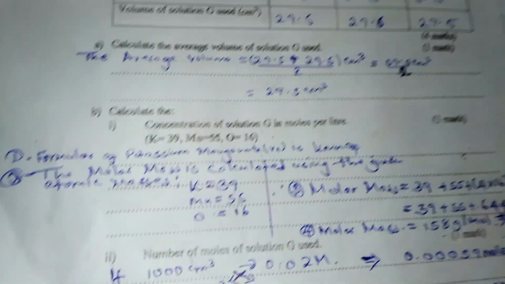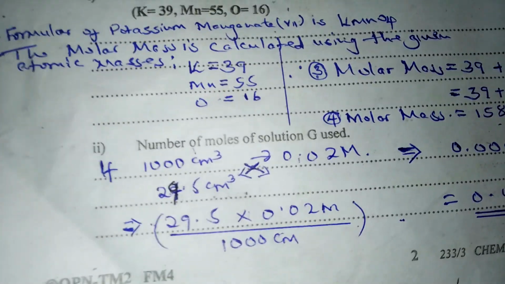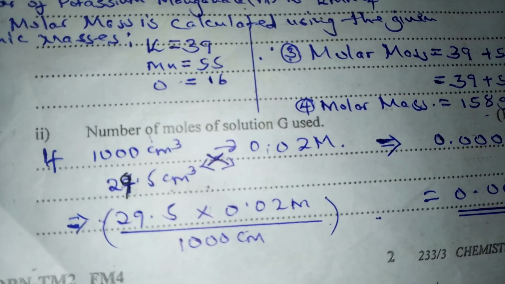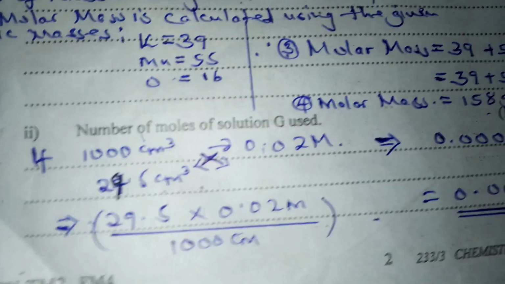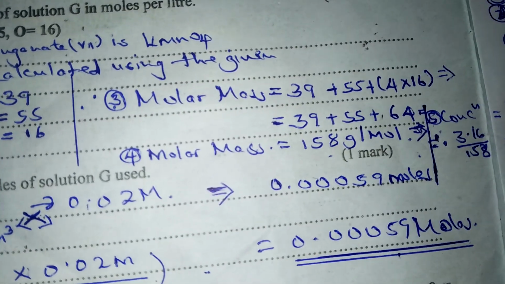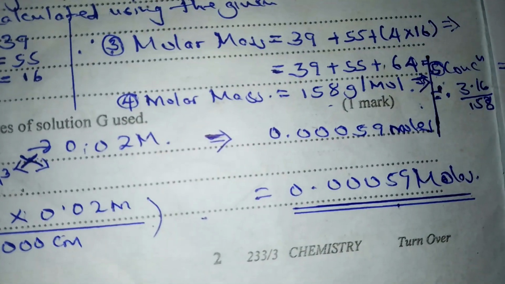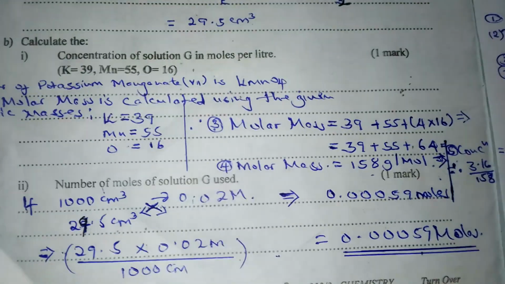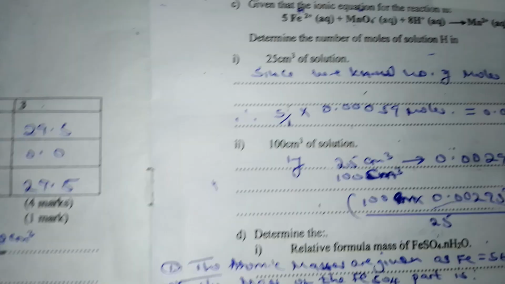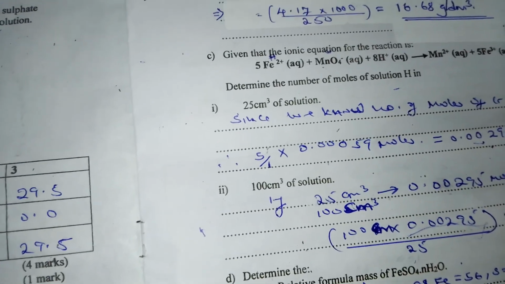29.5 was our average volume from the table there. We cross-multiplied 29.5 times 0.02, then divided by 1,000. So our final answer was 0.00059 moles. Then we proceeded ahead and answered part 3 of that question B.